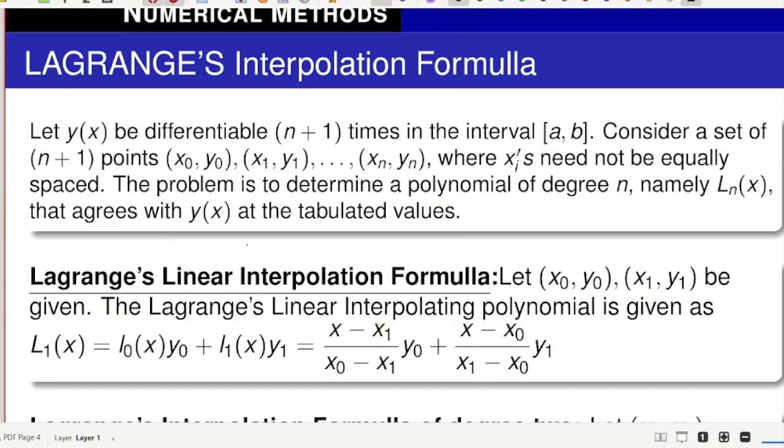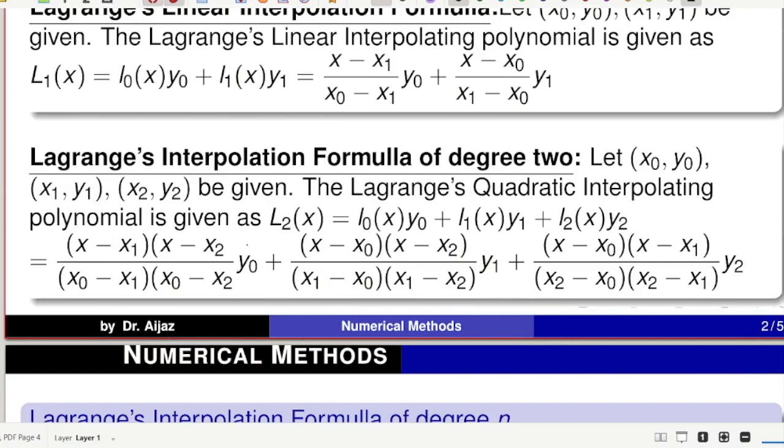Similarly, now let's move towards the quadratic Lagrange interpolating formula, or the Lagrange interpolation formula of degree 2. For this formula we need 3 points x0, y0, x1, y1, x2, y2. They are given. Then Lagrange's quadratic interpolating formula is given as L2 of x equals L0 of x, y0, plus L1 of x, y1, plus L2 of x, y2. So we have 3 terms here. But now L0 of x, L1 of x, L2 of x are defined slightly differently. L0 of x is defined as x minus x1 into x minus x2 divided by x0 minus x1, x0 minus x2. Similarly, L1 of x is x minus x0, x minus x2, divided by x1 minus x0, x1 minus x2, and similarly L2 of x is defined in this way.